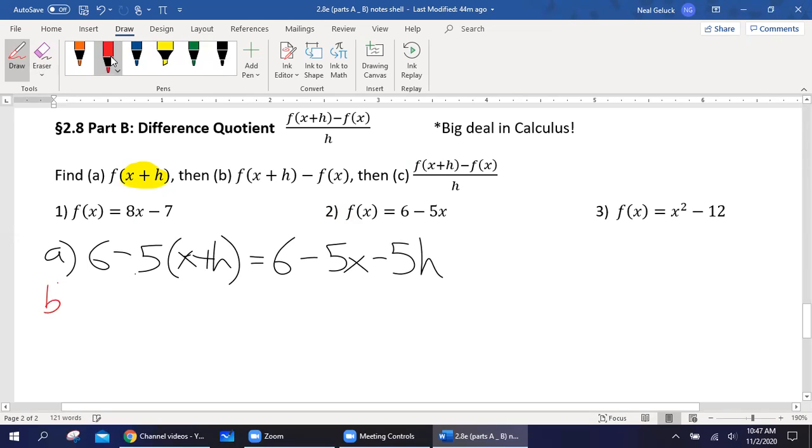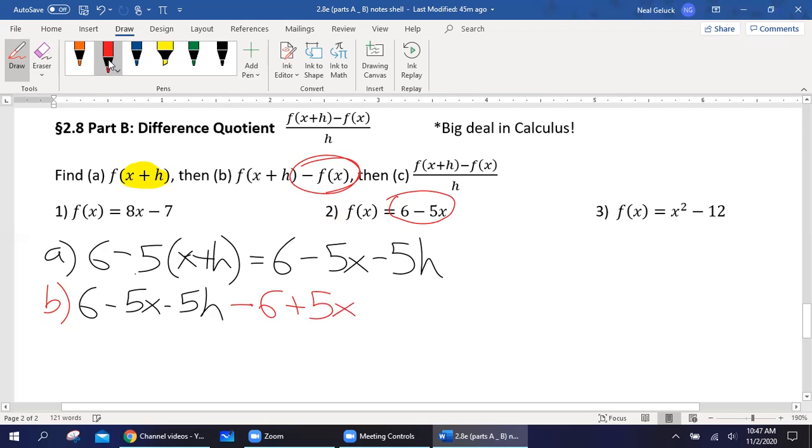Okay, part B says take what you just found, f of x plus h, which is 6 minus 5x minus 5h. But now again, I'm going to subtract the original function, minus f of x. So I'm subtracting this, which again means I'm distributing a negative through that. That's going to be minus 6 plus 5x. Notice that some stuff goes away. This time I'm left with just negative 5h.